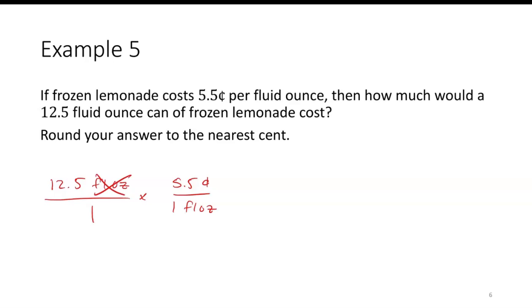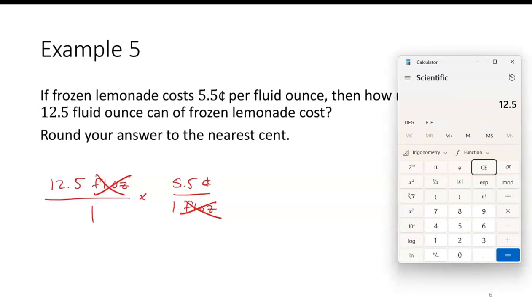So we can cross off those units, and what we're left with is cents. And 12.5 times 5.5, well, that comes out to be 68.75 cents. So to the nearest cent, that's going to be about 69 cents.